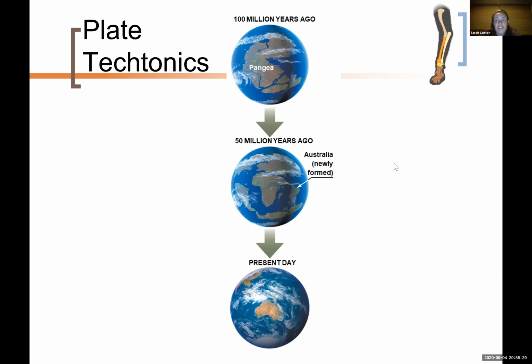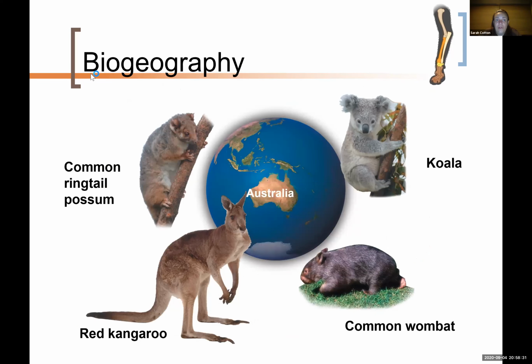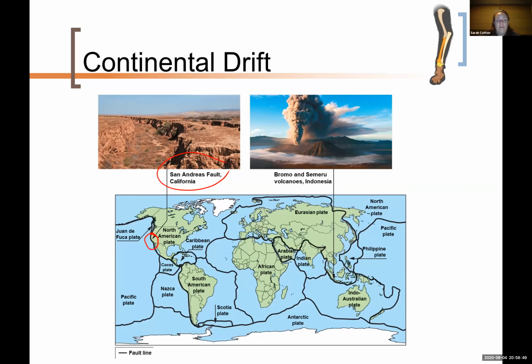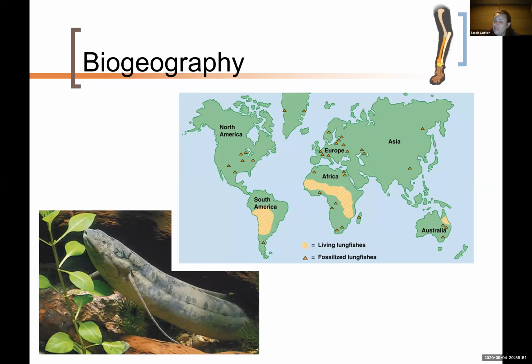So this is biogeography, because we're looking at the location of life. This gives us a clue. The fact that Australia is separate from the rest of us gives us a clue that marsupials evolved before other types of mammals. You can look at distributions of other types of organisms, and that tells you a story too.